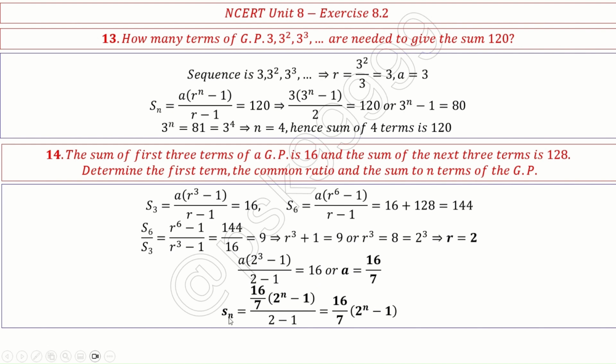So now once I know a, I have the common ratio, correct? Initial term, common ratio, and all the required information is there. So Sn, sum of nth term, is 16 by 7 into 2 to the power of n minus 1 by 2 minus 1, which is nothing but 16 by 7 into 2 to the power of n minus 1. Okay, next.